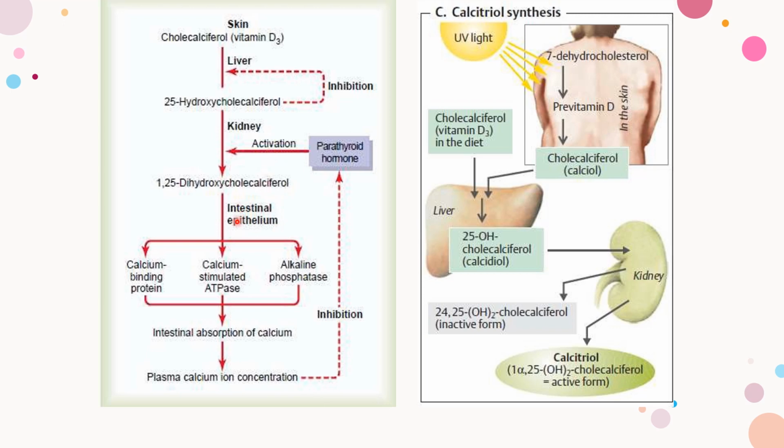And this vitamin D in the intestine helps in 3 ways. That is calcium binding protein, calcium stimulated ATPase, and alkaline phosphatase. Through these 3 mechanisms, it helps in the intestinal absorption of calcium, so that the plasma ion concentration is increased.